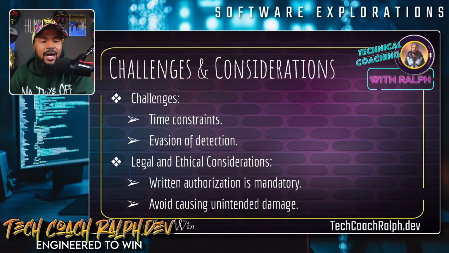All right, so what are some challenges that we face when we are doing penetration testing and ethical hacking? Definitely you're going to have a time constraint, because you just don't have endless time to try to get into a system. Things get outdated and stuff like that. And then another thing is, how do you evade getting detected? Because you might be able to get in, but you might get caught very soon.